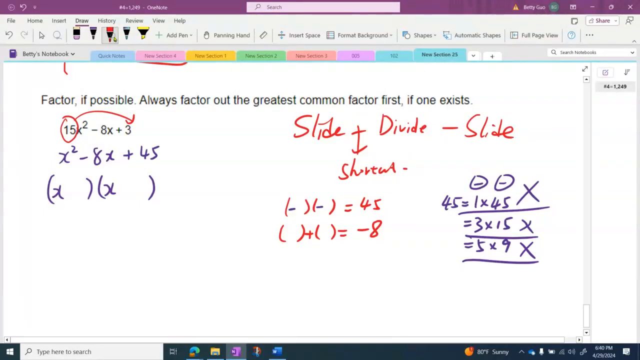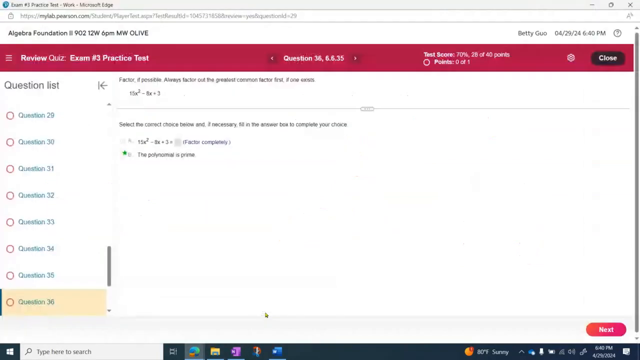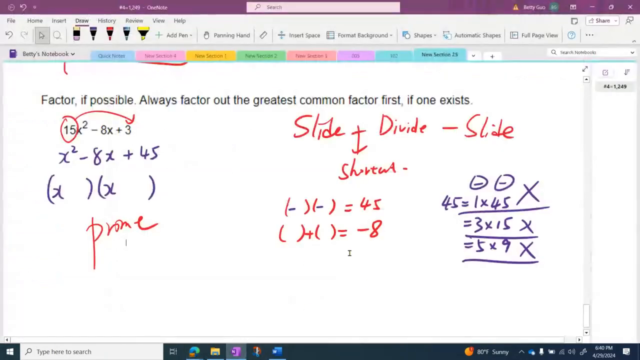And this is prime. It's not factorable. Let me see. Yeah, the polynomial is prime, not factorable. But it doesn't mean the shortcut method doesn't work. You still have to use the shortcut method to reason and find out it is not factorable.